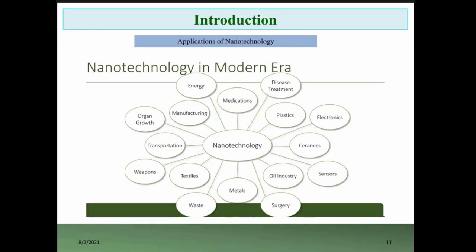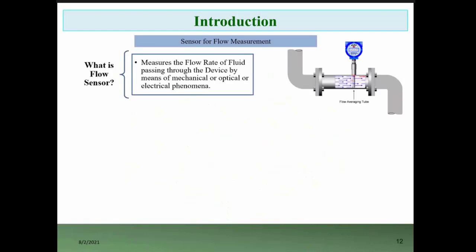So now I will start my research part. I have mentioned that I have worked with a flow sensor. Now, what is a flow sensor? A flow sensor is nothing but a device which is used to measure the flow rate of fluid passing through the device. And this measurement can be done by means of different mechanical, optical or electrical phenomena.